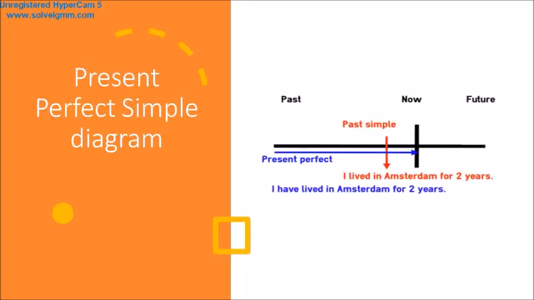For better understanding, this diagram shows us the present perfect simple within the timeline. There's a sentence, I have lived in Amsterdam for 2 years. To explain it, we have to go to the past. The person moved to Amsterdam 2 years ago. He or she still lives in Amsterdam now. So, it is an action that started in the past and its consequences are still valid now. That is why we have to say, I have lived in Amsterdam for 2 years.